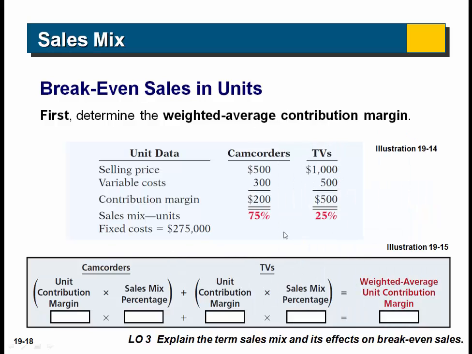Let's look at the weighted average. That's what it's going to show here. 200 times 0.75, which you know is 150. And 500 times 0.25 is 125. So the weighted average is 275 between these two.